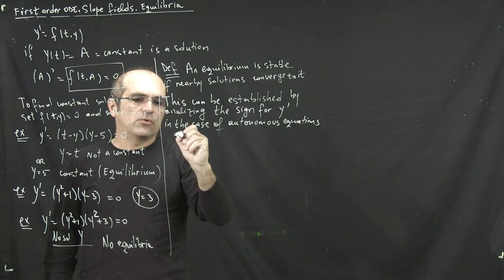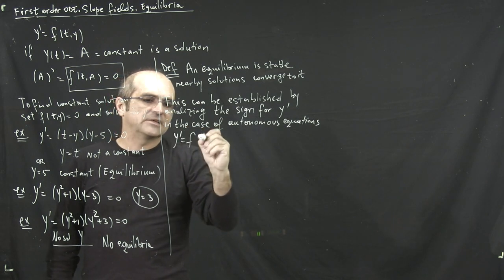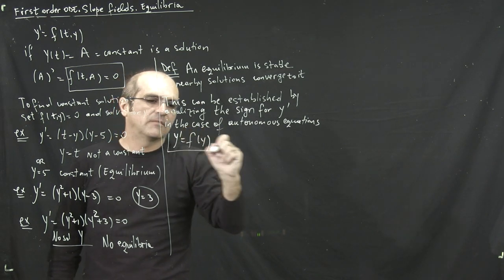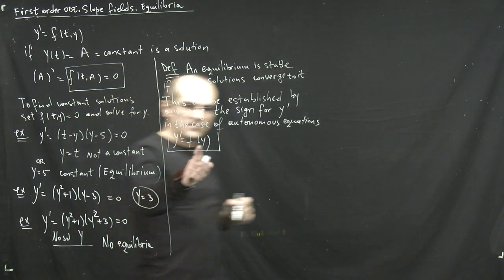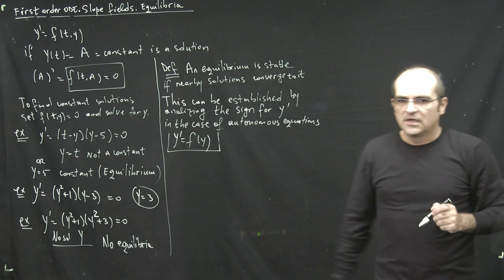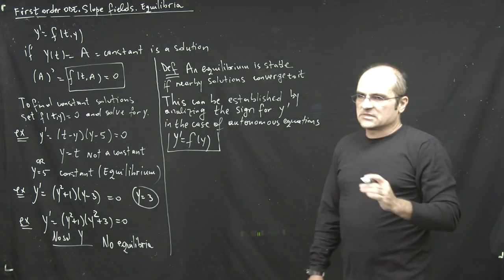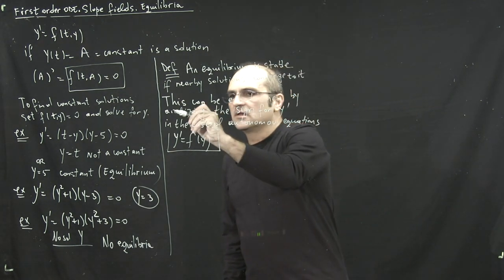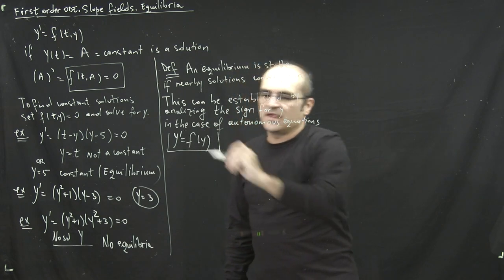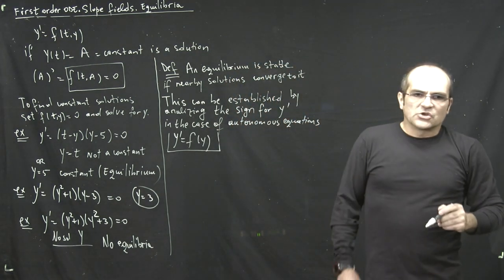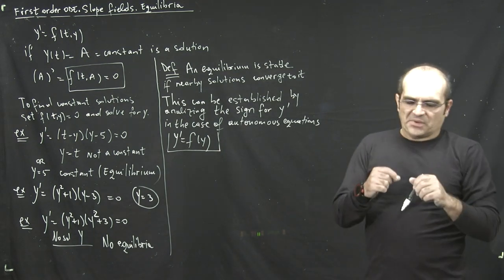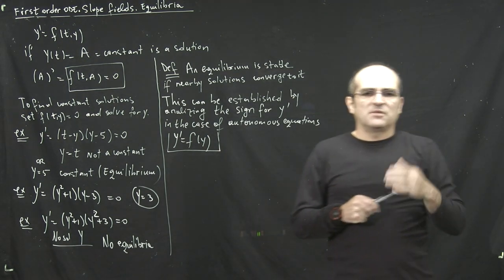That is, those ODEs in which the right hand side doesn't depend on t. Like that. So if your ODE depends on y only, if there is no t on the right hand side, you can easily establish this stability by simply analyzing the sign of f of y, that is to say, of the derivative. So before I show you the example, which is very easy by the way, let's actually anticipate why that's the case.